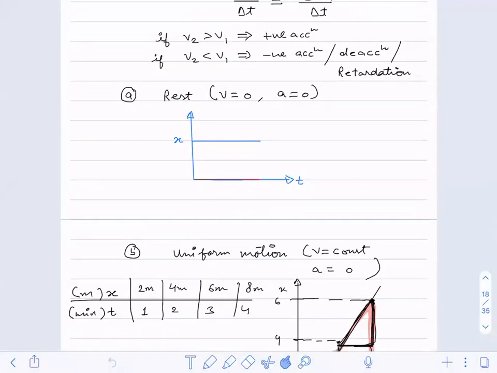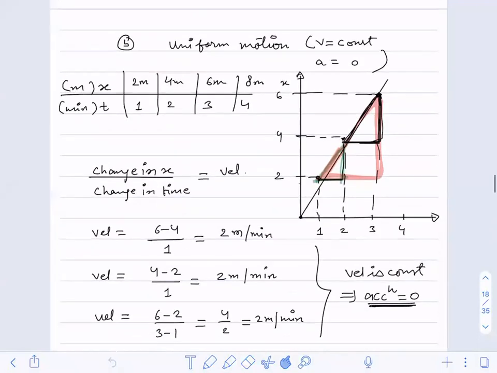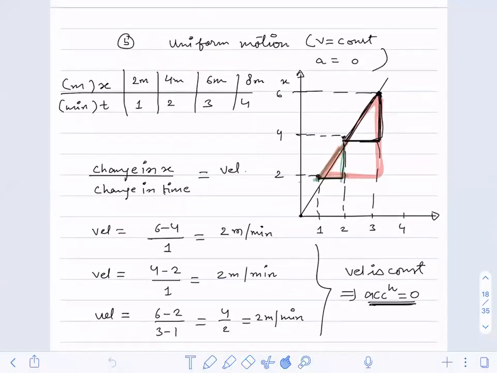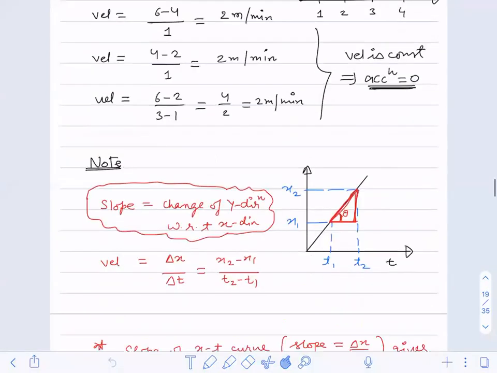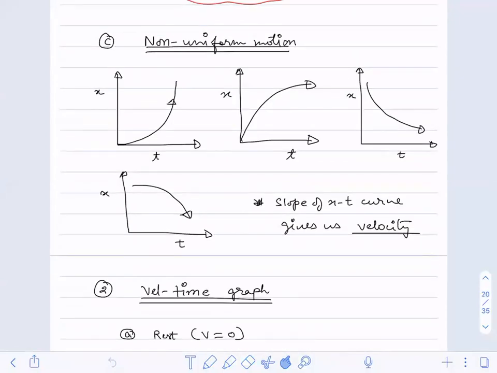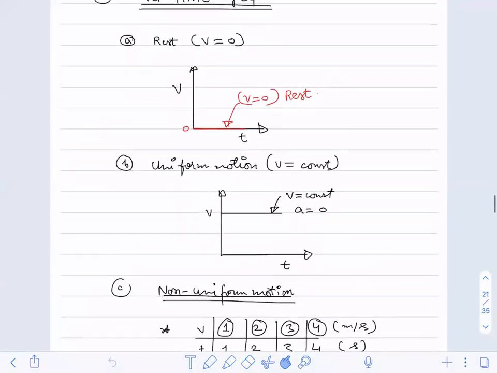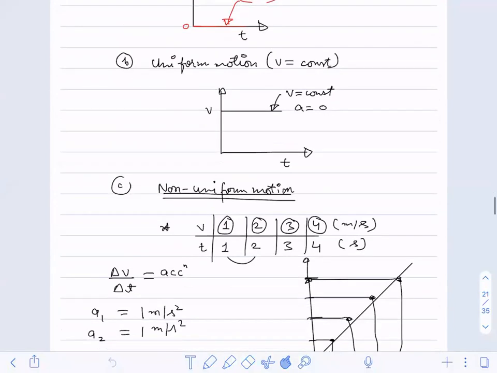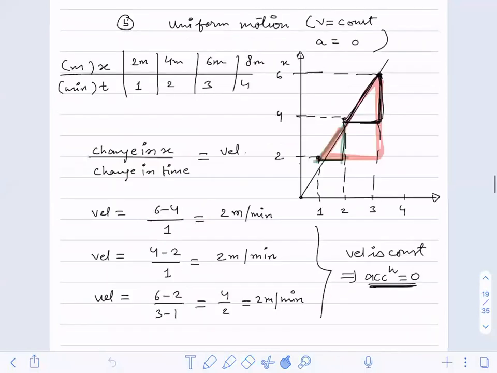Then we have seen the graph for the uniform motion. Seen the graph for a non-uniform motion. After that, in velocity-time graph, we had seen for the rest, uniform motion, non-uniform motion. What is the difference between the uniform motion in the velocity-time graph and the uniform motion in the position-time graph? Then we had seen the acceleration-time graph.